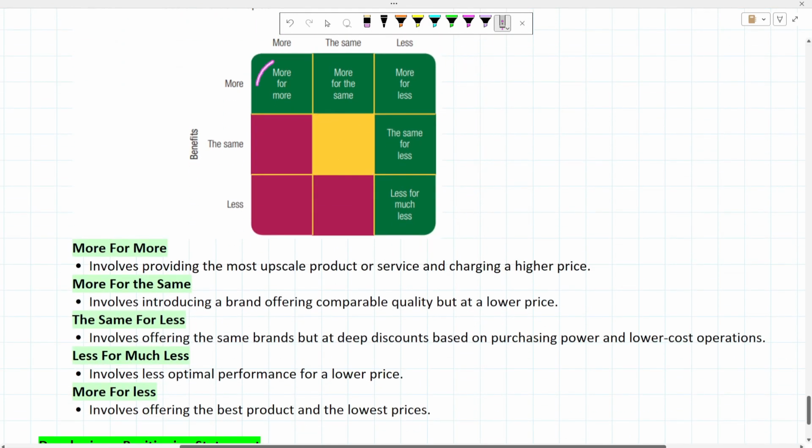Starting with more for more, it involves providing the most upscale product or service and charging a higher price. More for the same involves introducing a brand offering comparable quality but at a lower price. The same for less involves offering the same brands but at a deep discount based on purchasing power and lower cost operations. Less for much less involves less optimal performance for a lower price, so going to Dollarama for instance. More for less involves offering the best products at the lowest price.